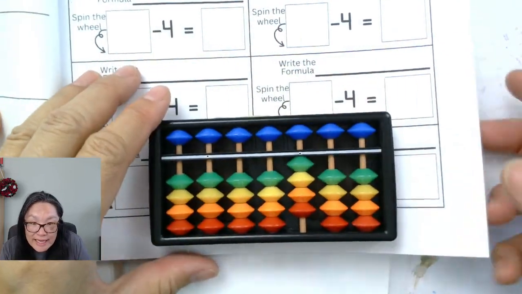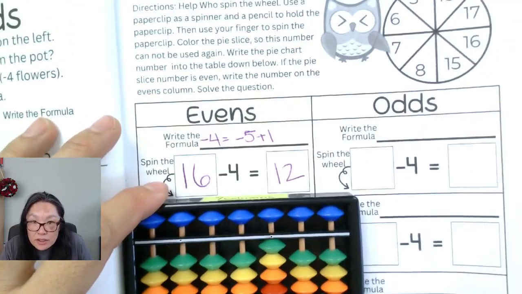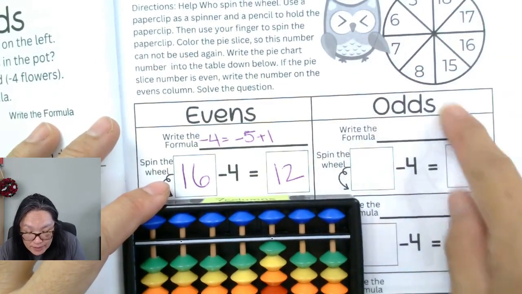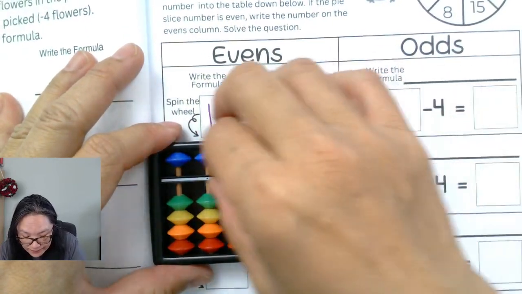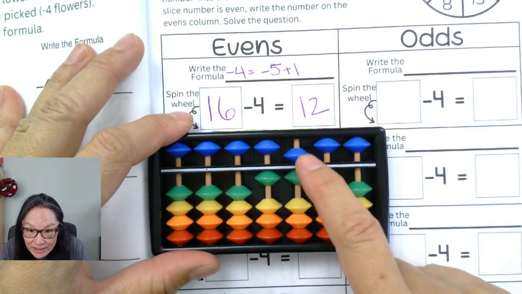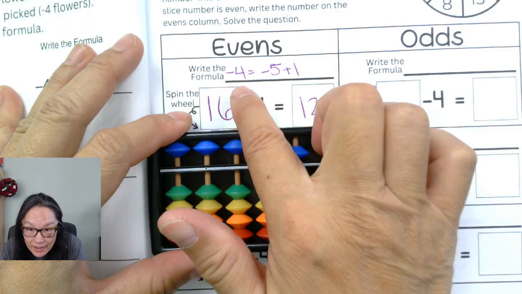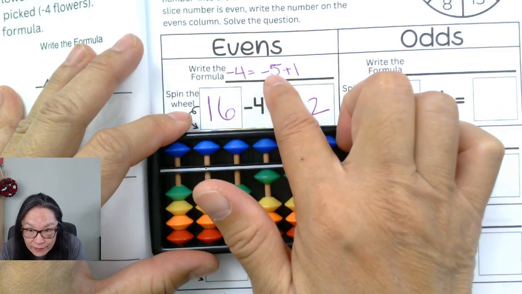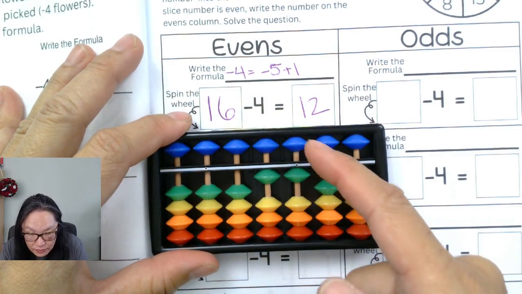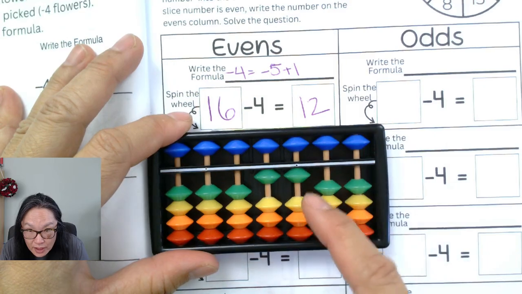We can do it again here. This is a little spinning activity where we use a paper clip and then we do 16. So we have 16 and then minus 4. When we minus the 4, what are we going to do? Minus the 4 equals minus the 5 plus the 1. So we're going to minus the 5, right? We're going to take away the 5 and we're going to add the 1.